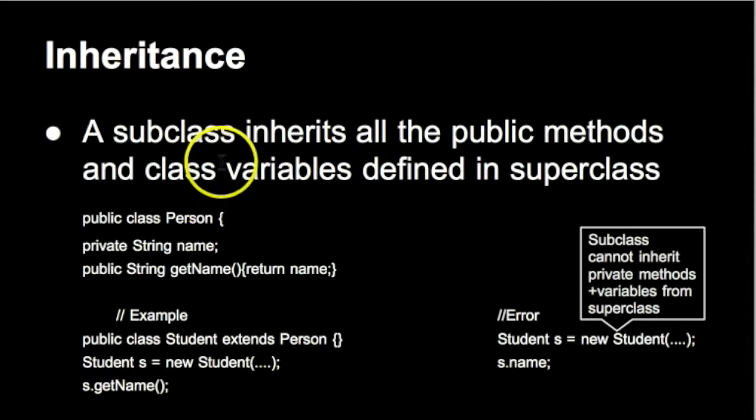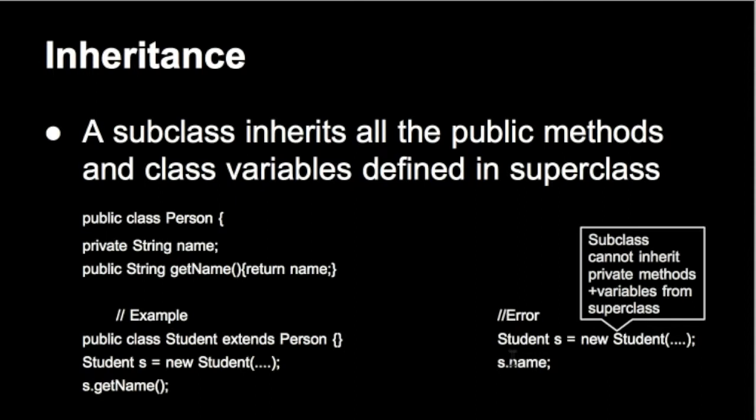So even if we didn't define a getName method, we can still access it because we're inheriting it from the person class. And just a quick little side note, if we create a student object and say s.name, that's going to give us an error because a subclass cannot inherit private methods and variables from our superclass.